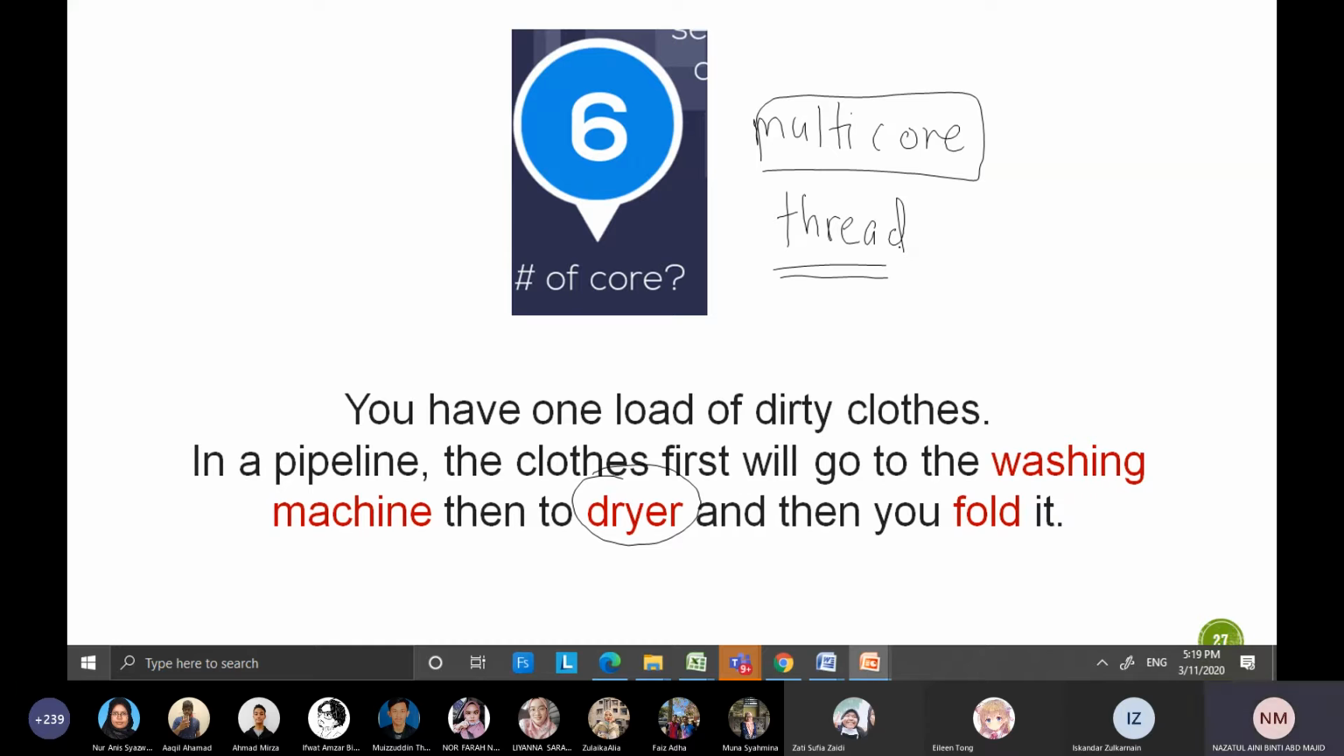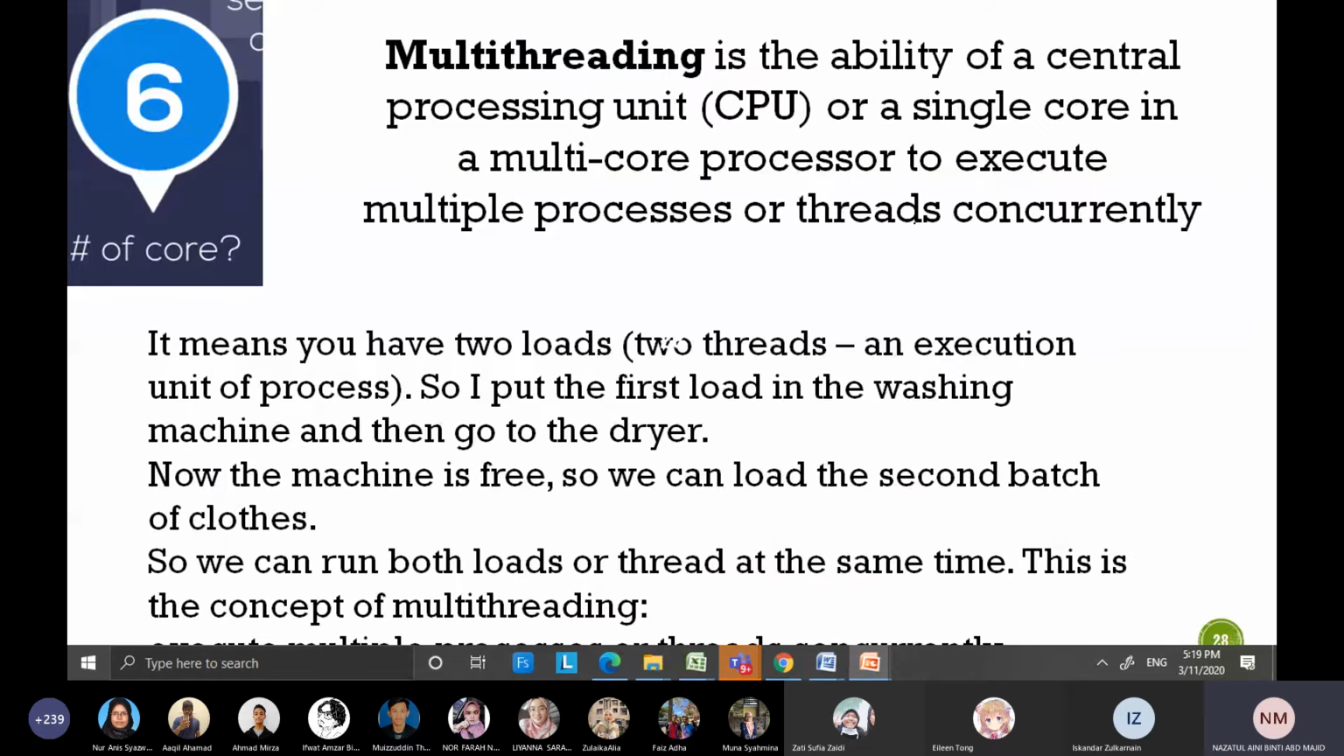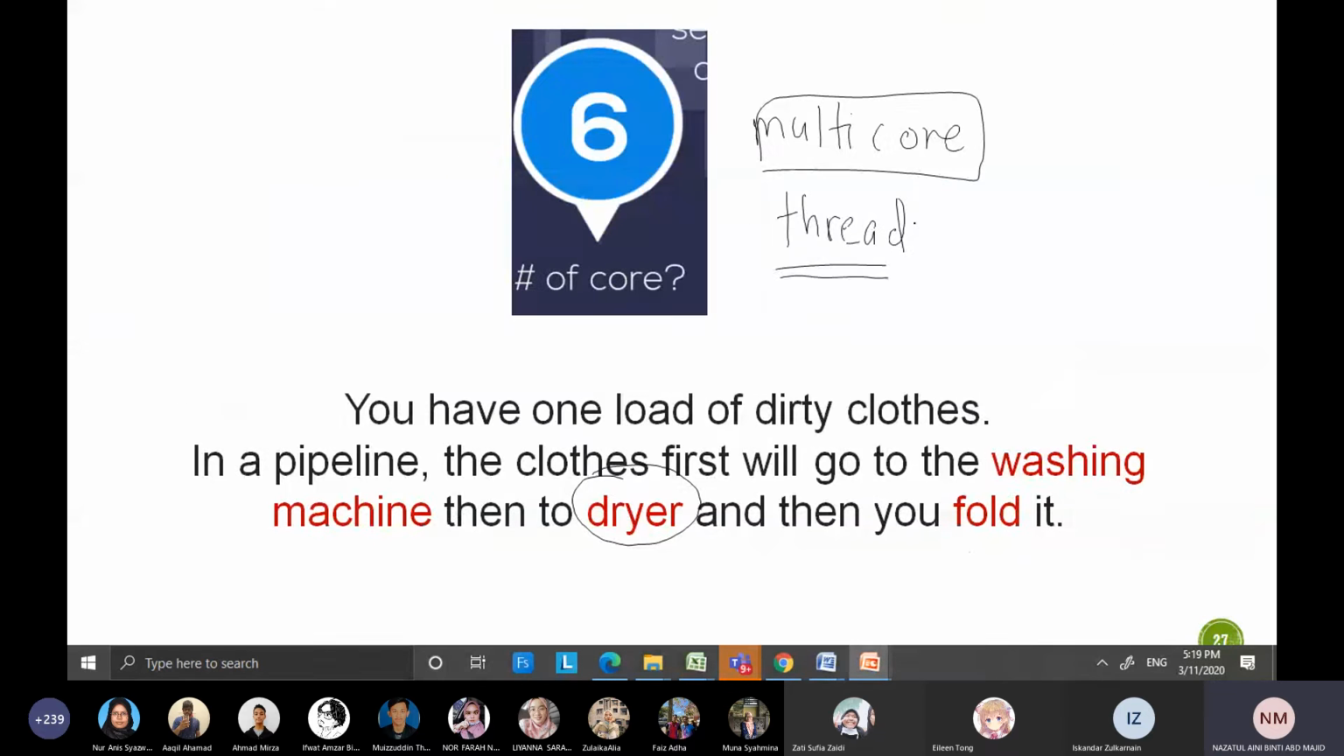So what is thread? You know thread? In Malay we call it benang. Yes, benang. Thread.